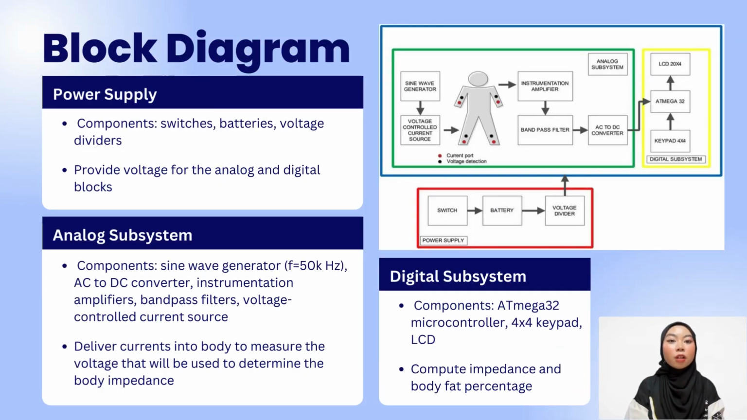This is the block diagram of the BIA system. The first block is the power supply, with components such as switches, batteries, and voltage dividers, which function to provide voltage for the analog and digital blocks. In the analog subsystem, the components involved are the sine wave generator, AC to DC converter, instrumentation amplifiers, bandpass filters, and VCCS. It is used to deliver currents into the body to measure the voltage that will be used to determine the body impedance. Components involved in the digital subsystem are the ATmega32 microcontroller, 4x4 keypad, and LCD. In this block, the impedance and body fat percentage are also computed.